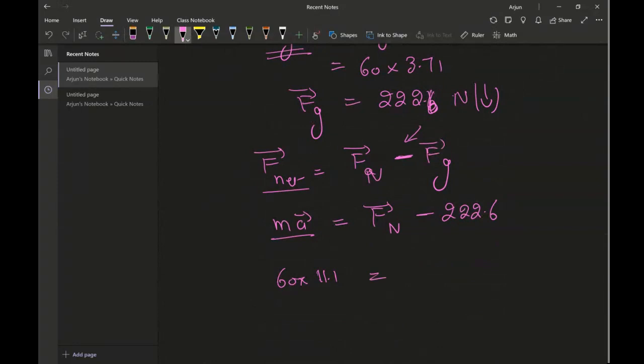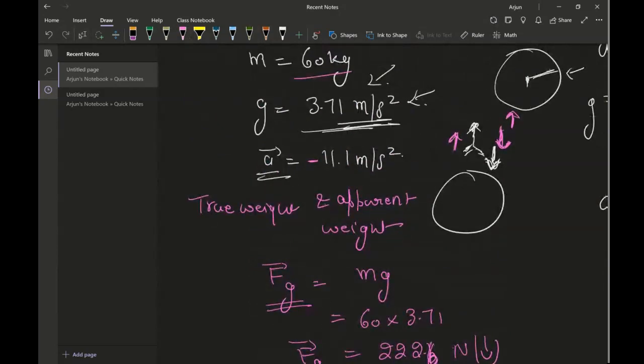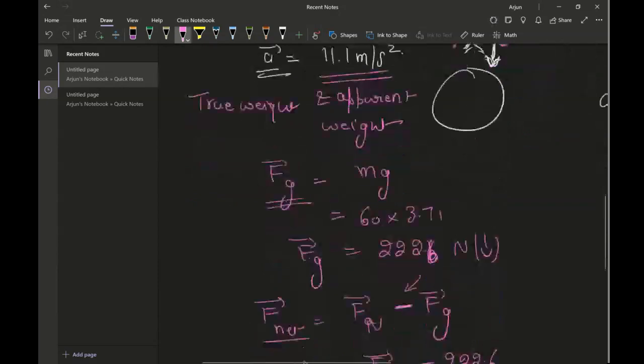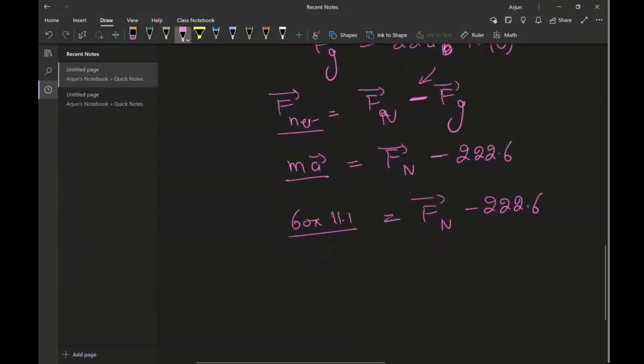Which is opposite, so upward. So I won't use the negative here because this force is upward, so my apologies, correcting it. The motion is going downwards, but the acceleration is in the opposite direction. In this case, opposite is up, so I'll keep it as positive. So this will be 60 times 11.1 equals Fn minus 222.6. If I multiply 60 times 11.1, that's going to give me 666. 666 equals Fn minus 222.6.